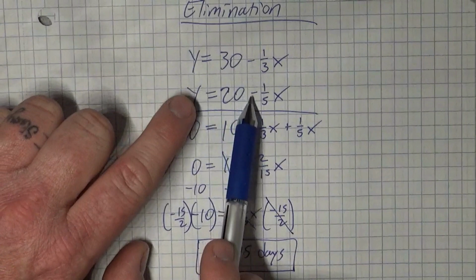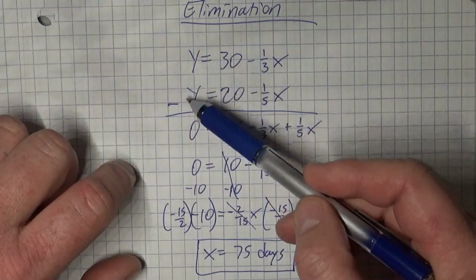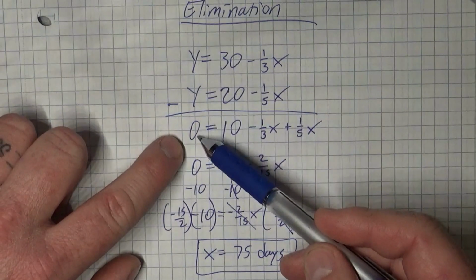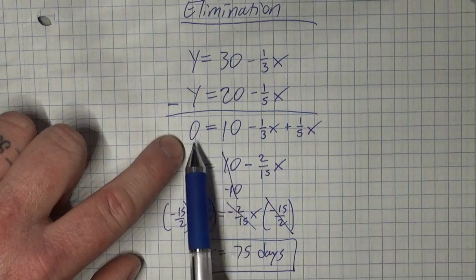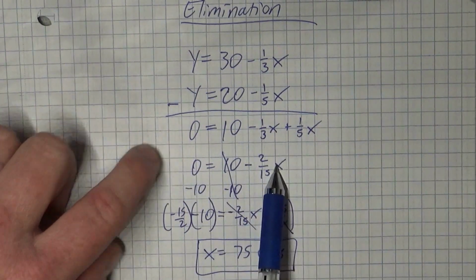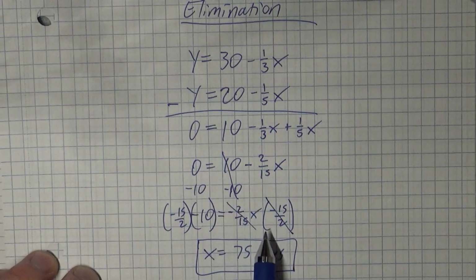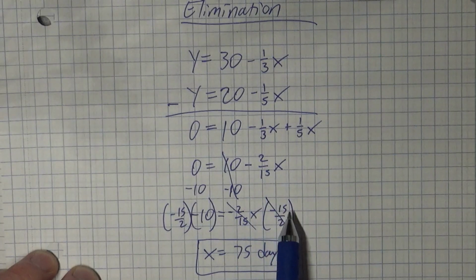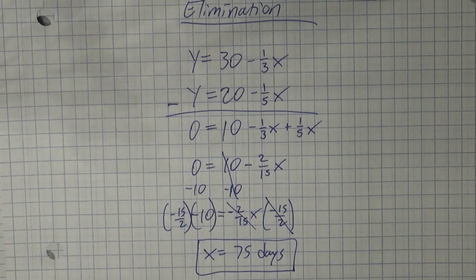How do we know that these two things are equivalent? Because of the equal sign in the middle. Well, when you subtract y from y, you end up with 0. Your y term has disappeared. So now we're left again with one equation, one variable. We're going to combine like terms, use inverse operations, subtract 10, multiply both sides by the reciprocal of the coefficient, so times negative 15 halves, and we end up with, again, x equals 75 days.